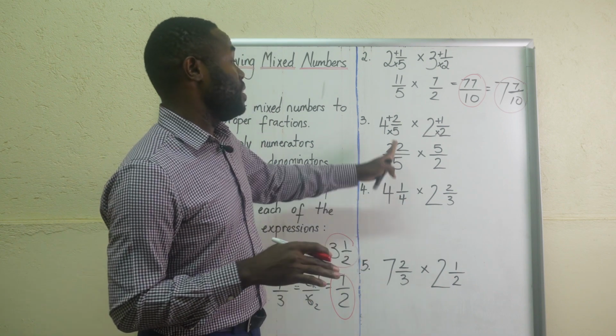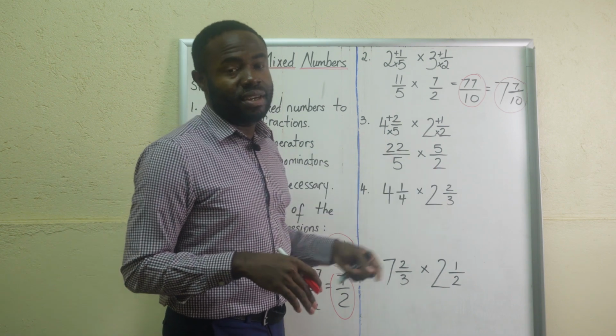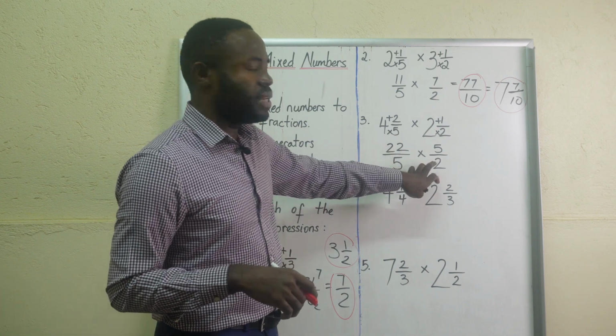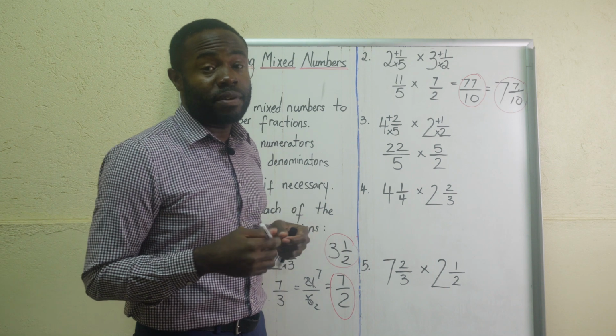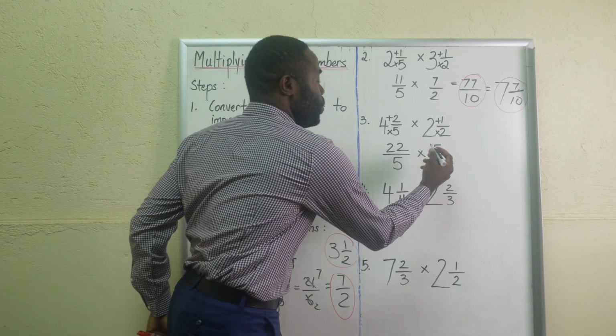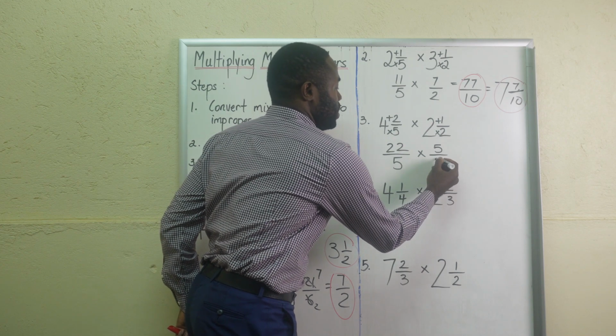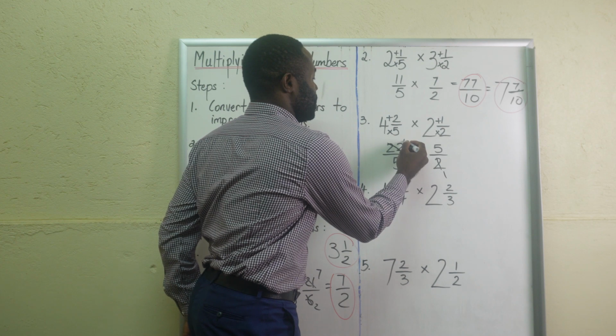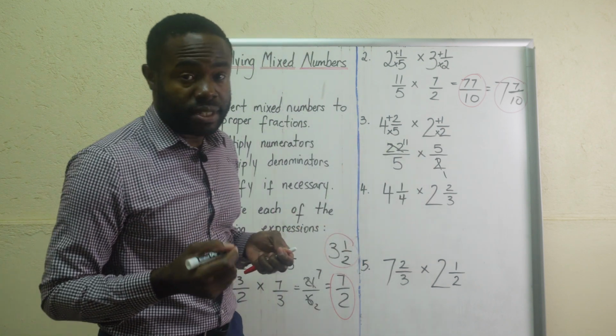After you have done that, you need to check diagonally to see if there's an opportunity to reduce. So we have 22 and 2. Now, the highest common factor of 22 and 2 is 2 itself. So we can divide by 2. So 2 into itself goes 1, and 2 into 22 goes 11. So that's the first diagonal.